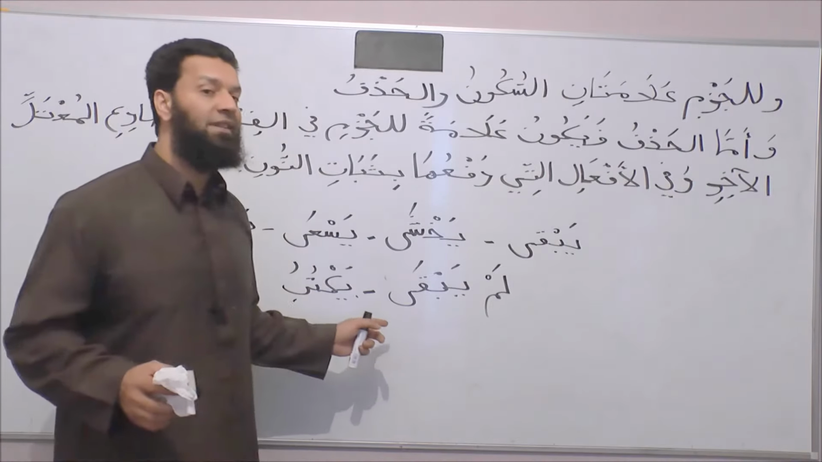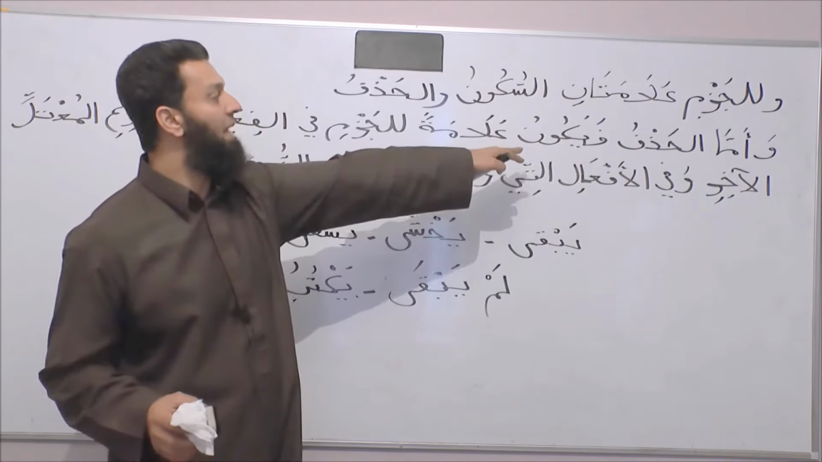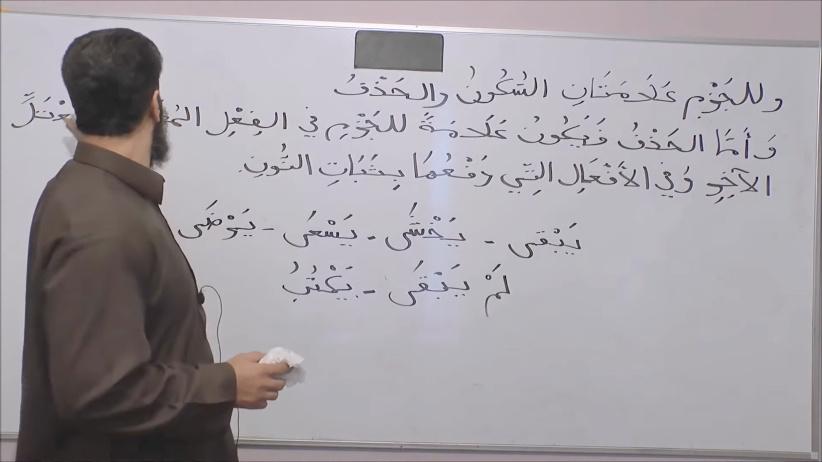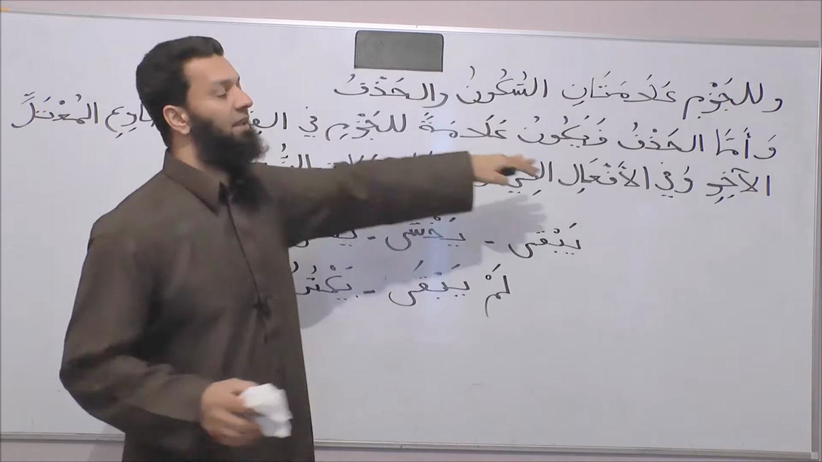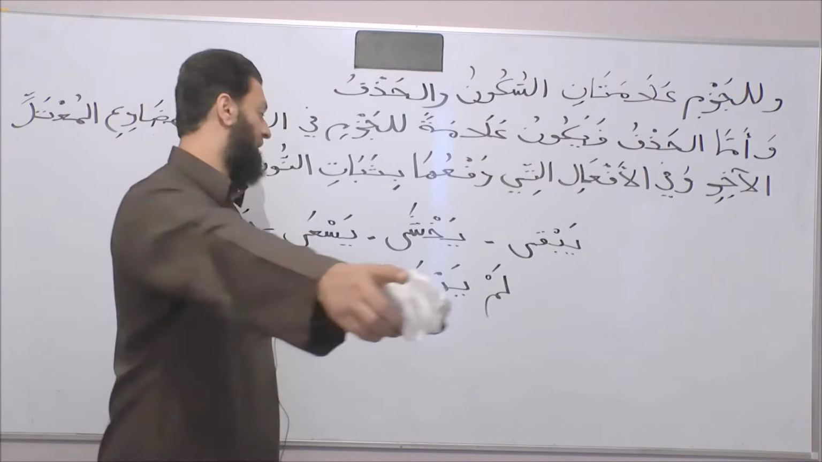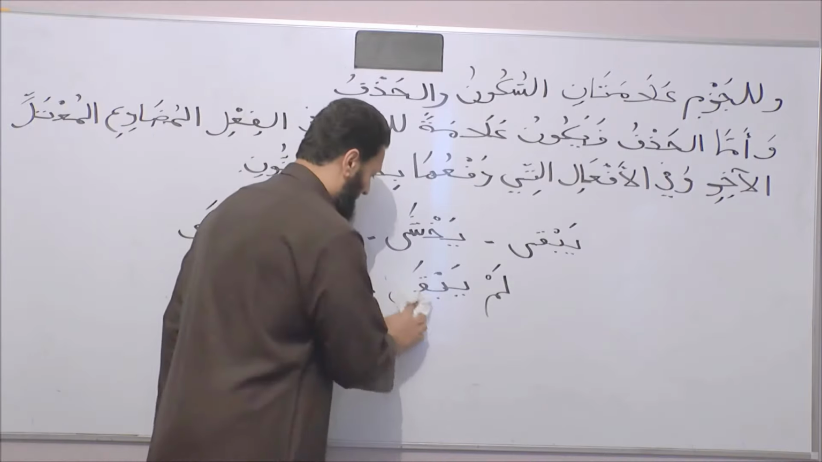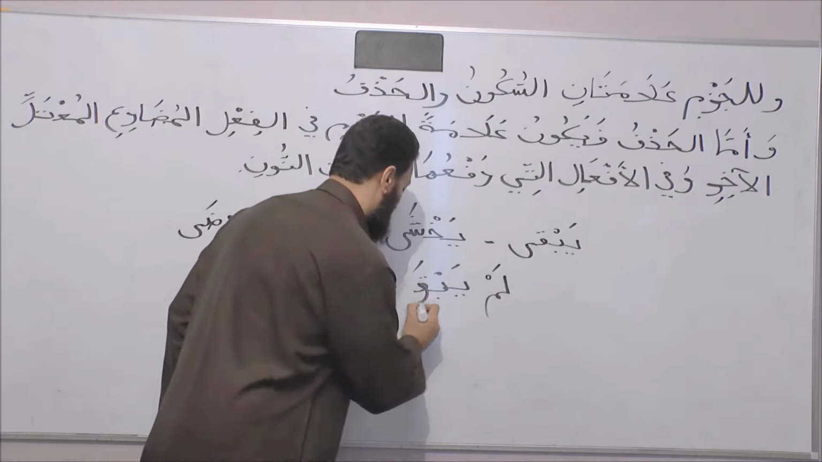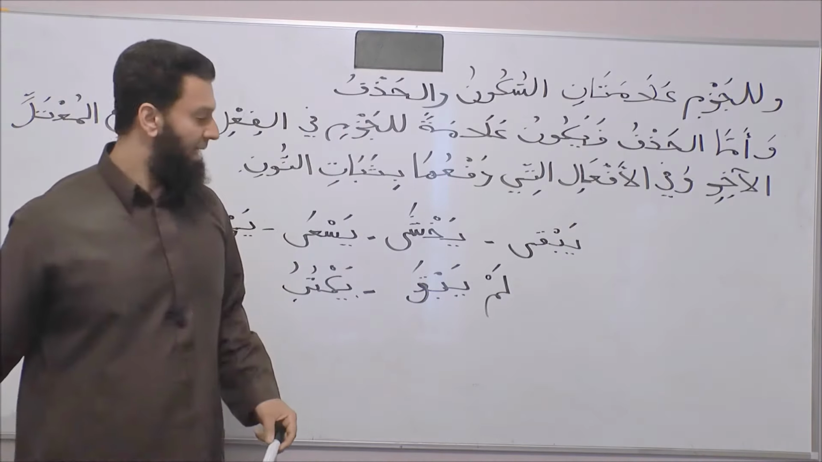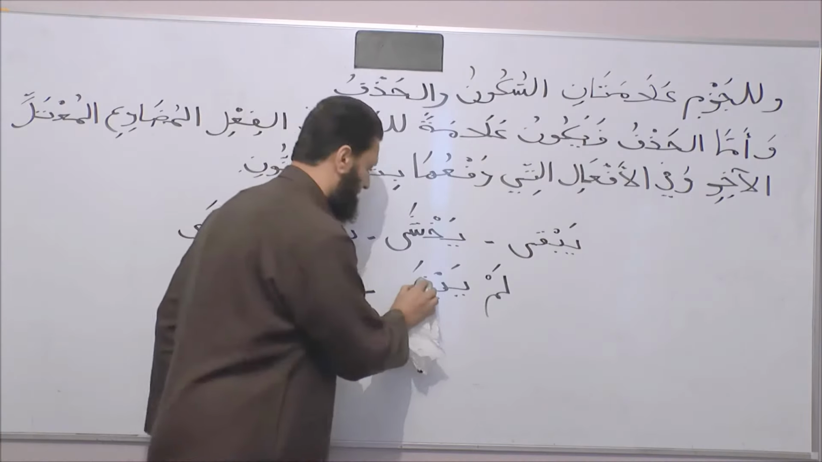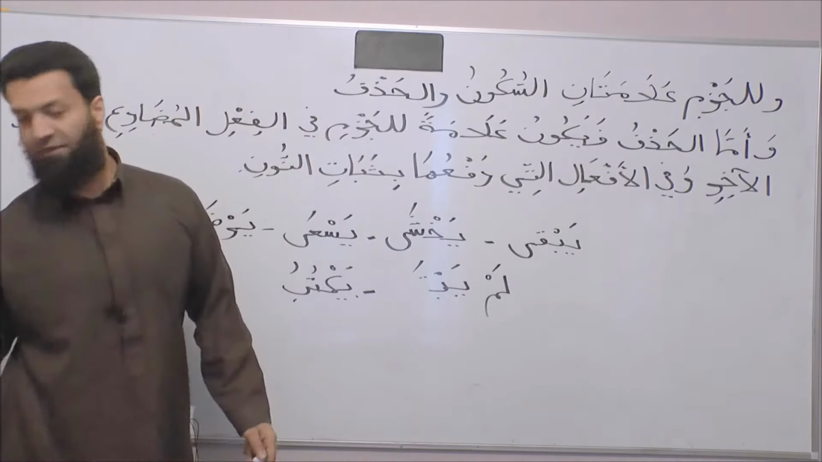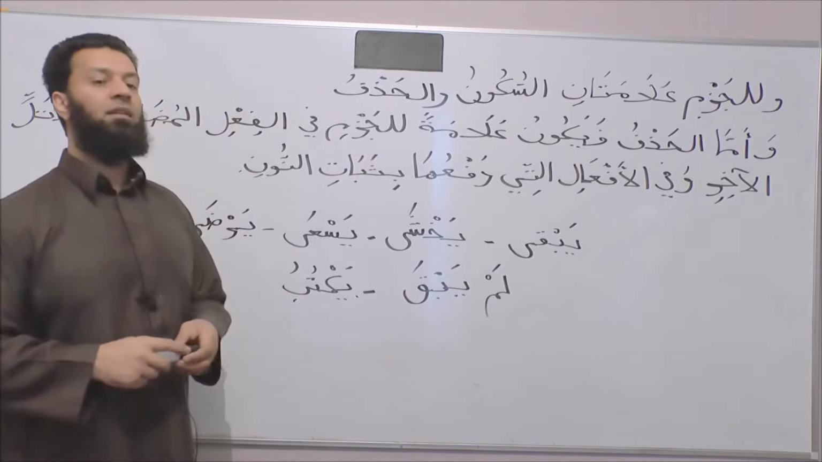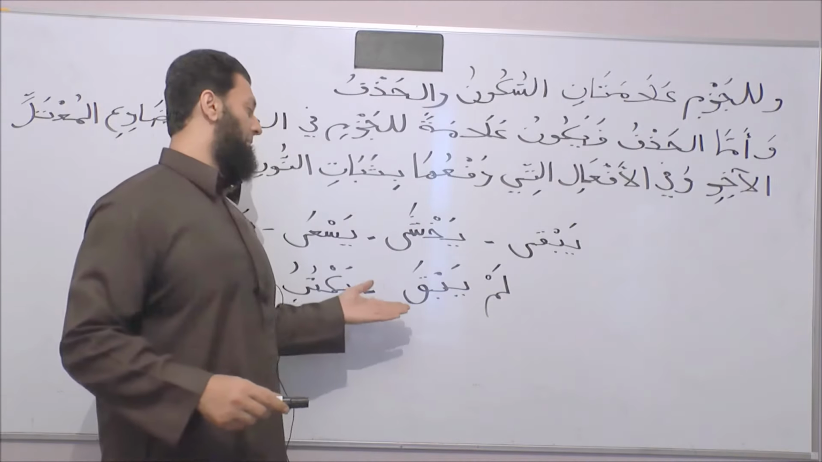But what do we do? Remember, وَأَمَّا الْحَذْفُ فَيَكُونُ عَلَامَةً لِلْجَزْمِ فِي الْفِعْلِ الْمُضَارِعِ الْمُعْتَلِّ الْآخِرِ. You raise the alif. We remove it, don't we? And it becomes لم يبقَ, let me rewrite that, لم يبقَ.